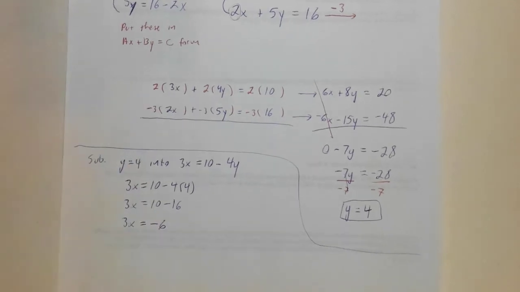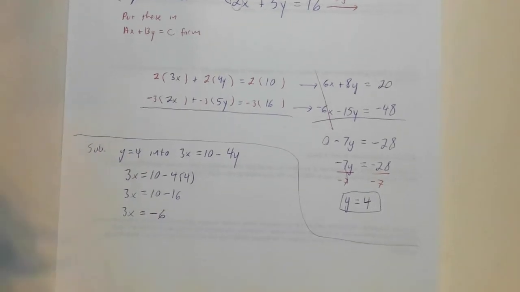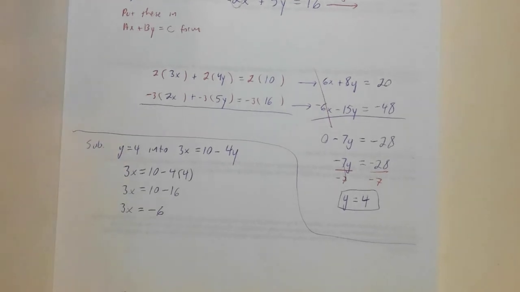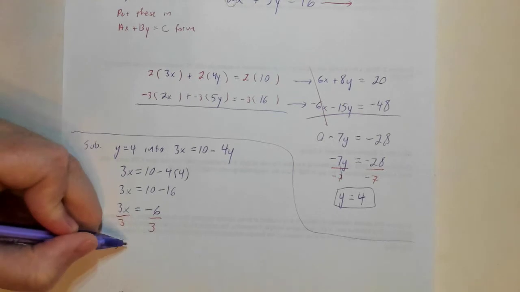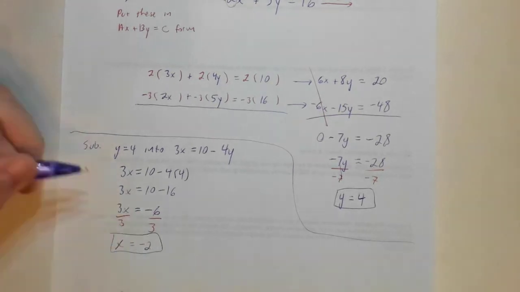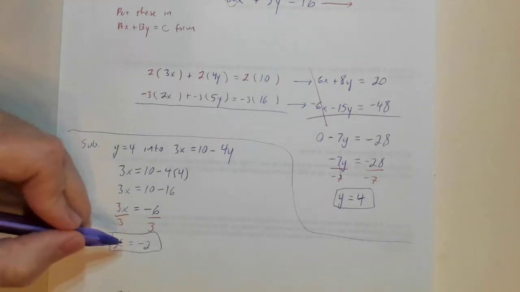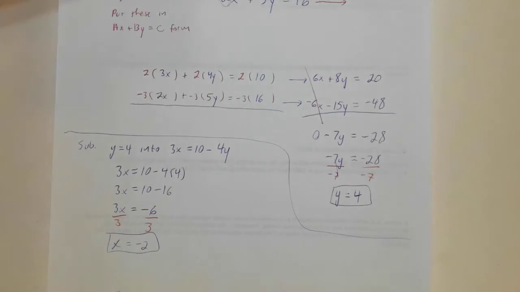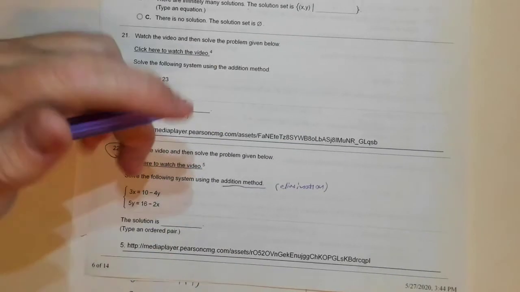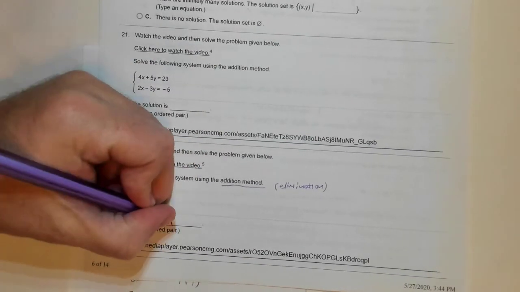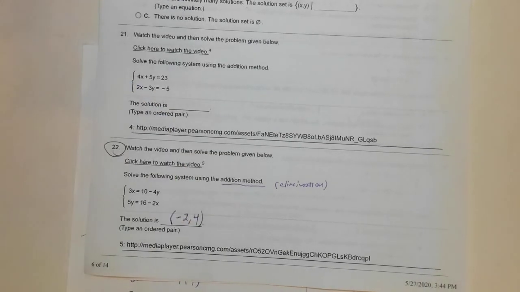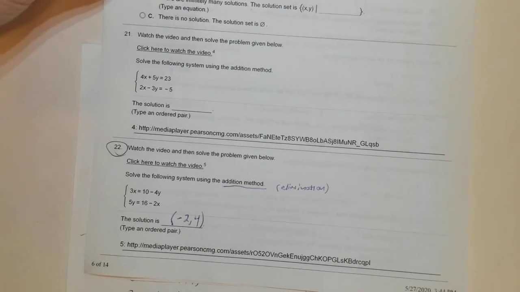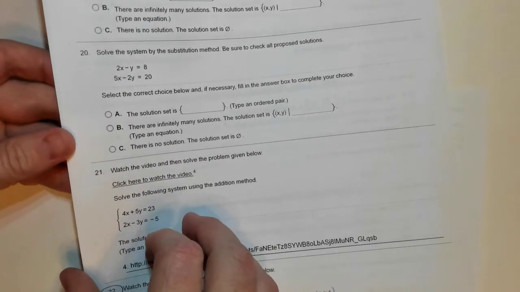For the most part, you're going to get nice whole numbers or integers. 3x divided by 3. X is equal to minus 2. So my ordered pair is minus 2 comma 4. Okay. Again, I have to use parentheses. Minus 2 comma 4. All right, that's number 22.